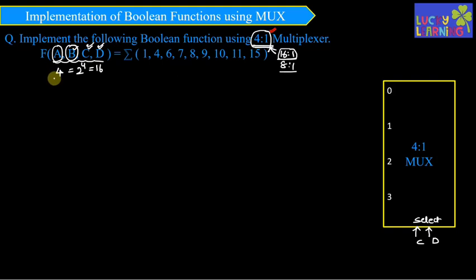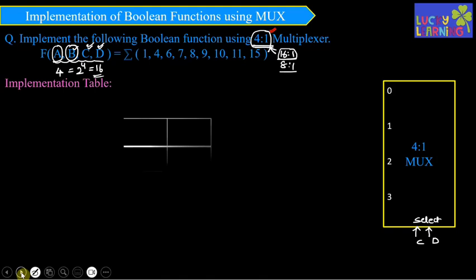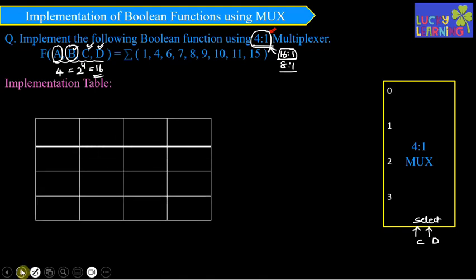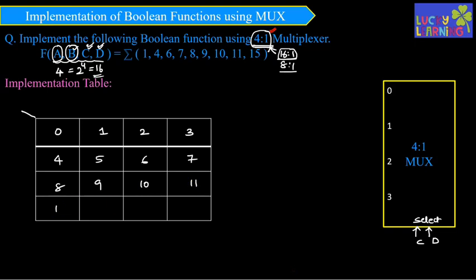Now how to do this? This is to be done by having an implementation table. Because I am using a 4 by 1 multiplexer, totally 16 minterms are there. Now I have to have an implementation table which is a 4 by 4 matrix. Means each row is representing 4 minterms. Now look at, this is minterm 0, 1, 2, 3, 4, 5, 6, 7, 8, 9, 10, 11, 12, 13, 14, 15. Now these are the data inputs 0, 1, 2 and 3.